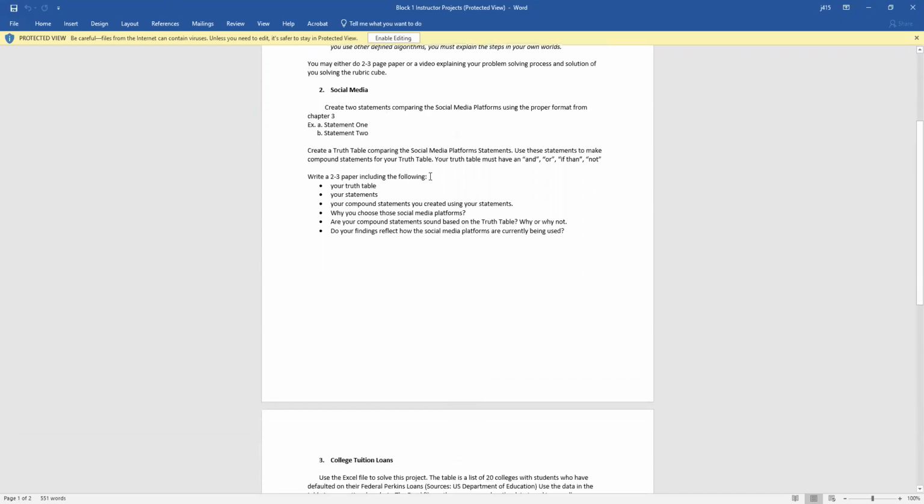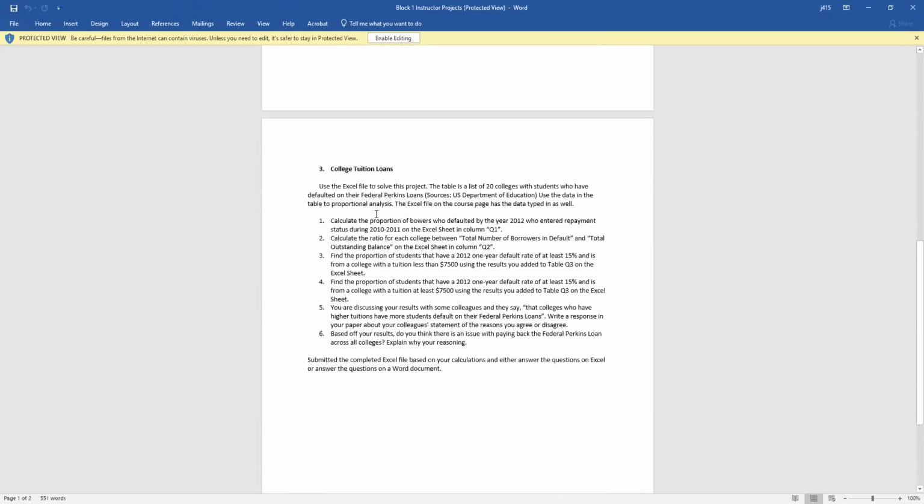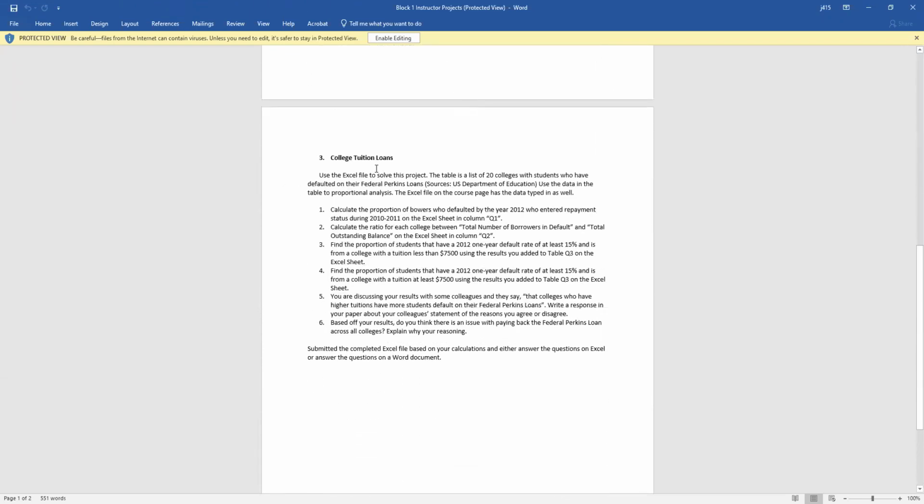And then write a 2 to 3 page paper, including these concepts from chapter 3. And then the last one is do college tuition analysis. Again, very similar to the book problem. However, I have mine in an Excel file, and that's why that Excel file is on Brightspace. That Excel file is specific to solve this project. So you use Excel to assist you doing proportion or ratio solving analysis.